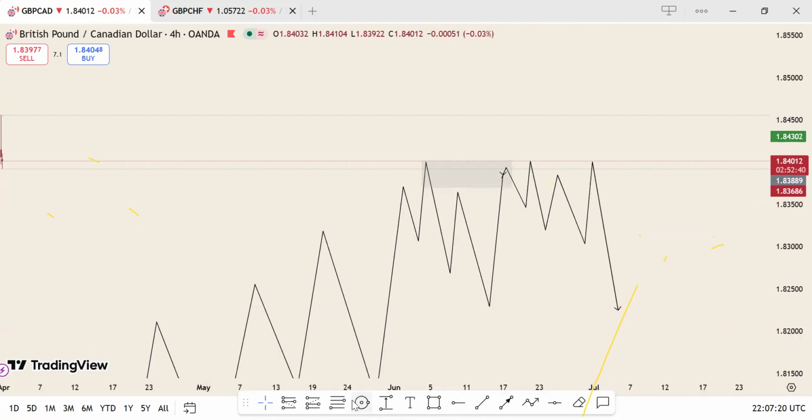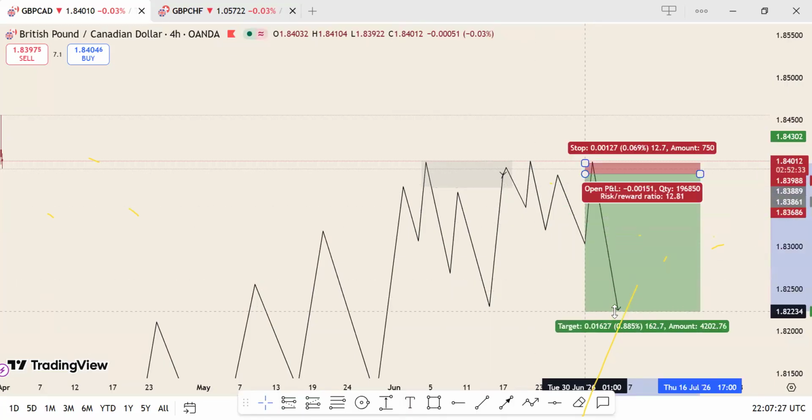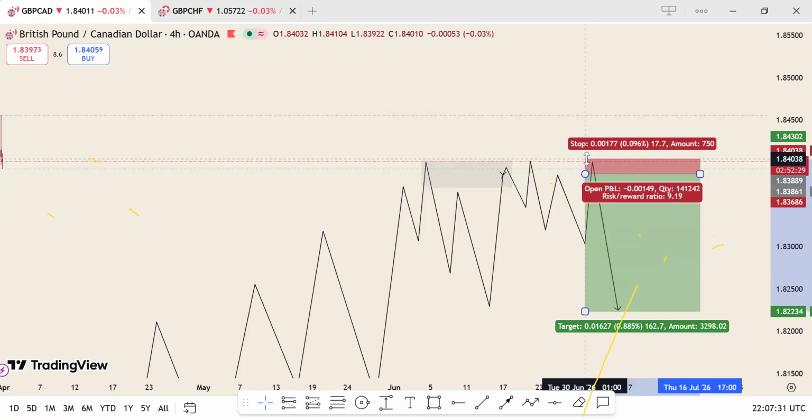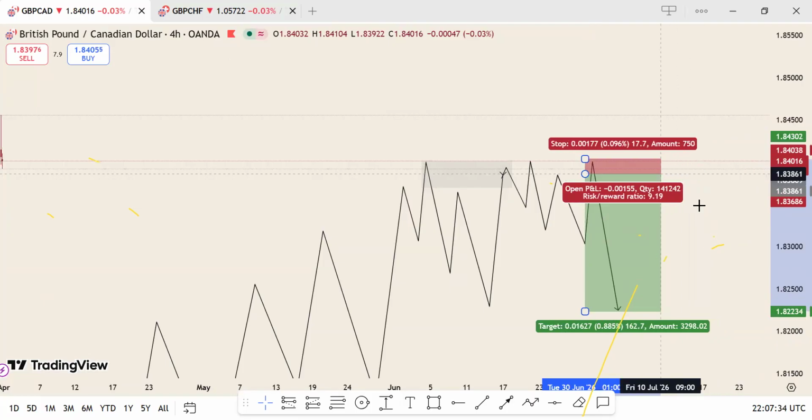So your actual trade will now be from here down to here, with your stop loss at the stop loss of the confirmation, like this.